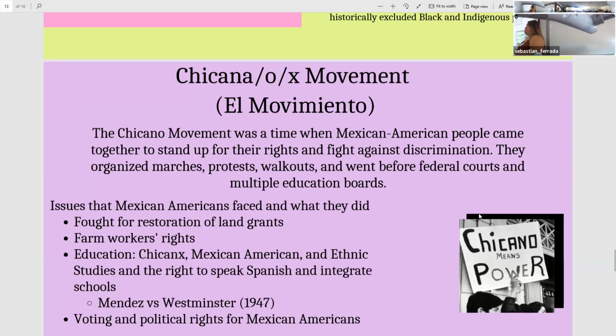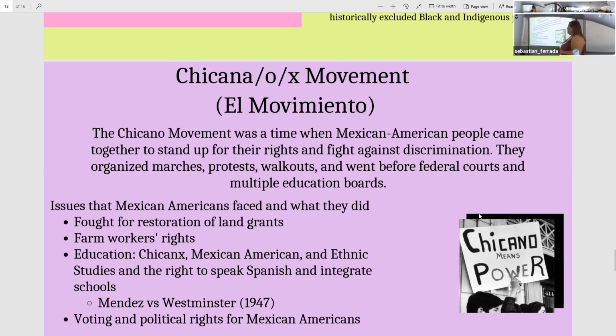Some of the issues that they were definitely addressing during this time was the restoration of land grants that were unlawfully seized by the government. At the end of the Mexican-American War, they granted 85,000 acres of land to Mexican Americans. And like I mentioned, the government came and unlawfully seized the land from them.